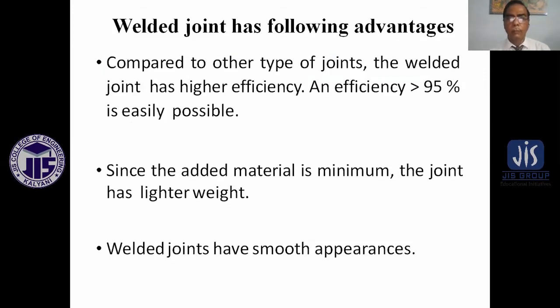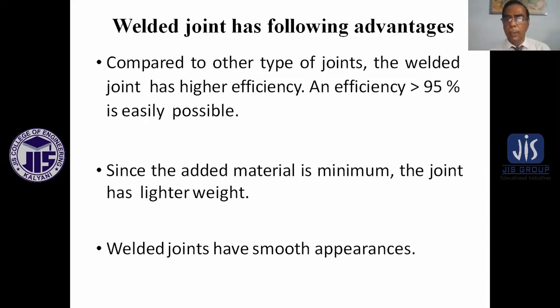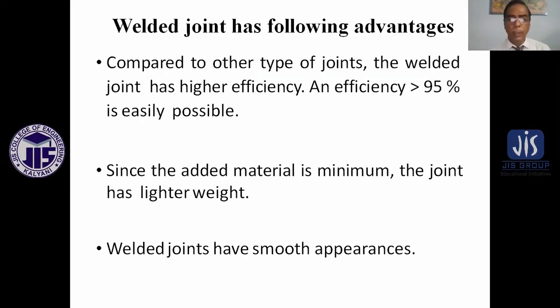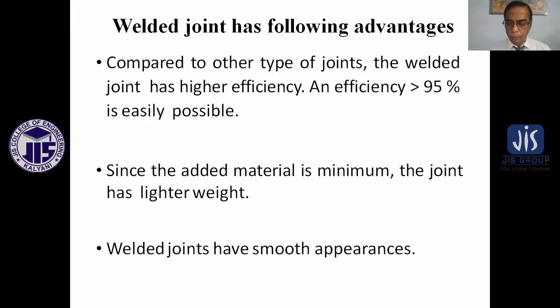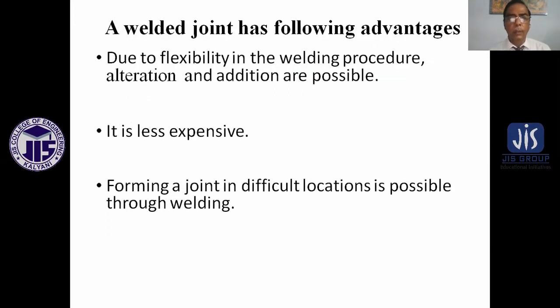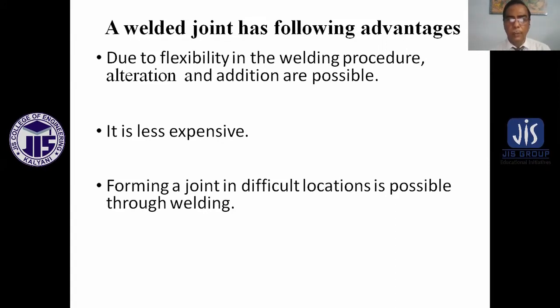Welding joints have the following advantages compared to other types of joints. A welded joint has higher efficiency, and efficiency greater than 95% is easily possible. Since the added material is minimum, the joint has lighter weight. Welded joints have a smooth appearance. Due to flexibility in the welding procedure, alteration and addition are possible. It is less expensive. Forming a joint at a difficult location is possible through welding.